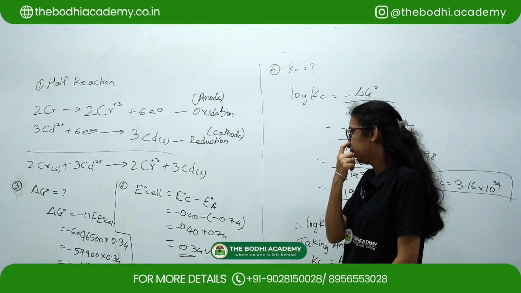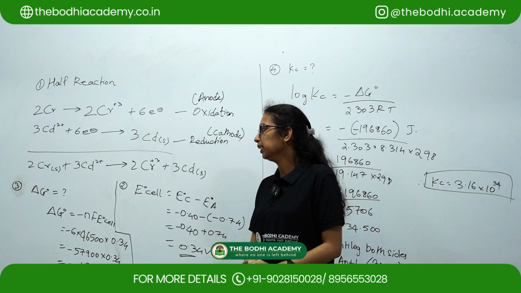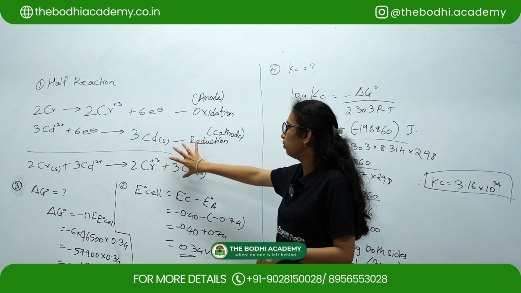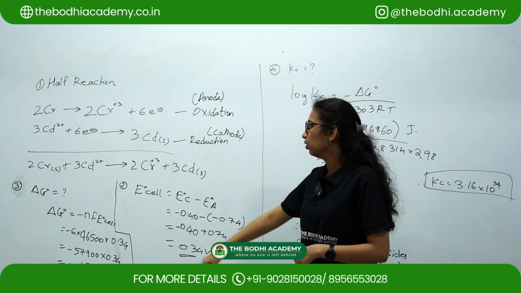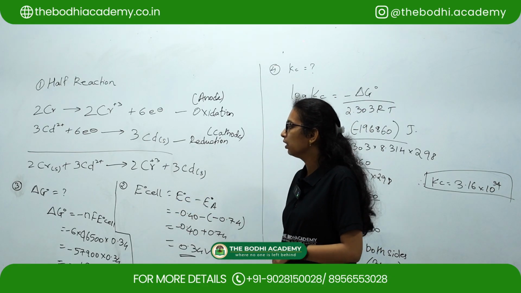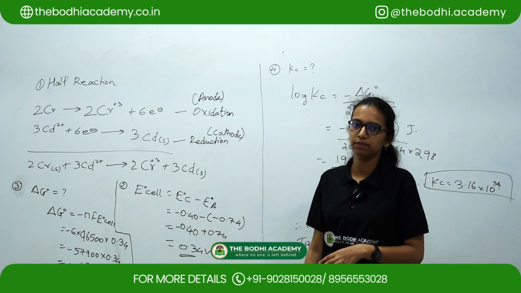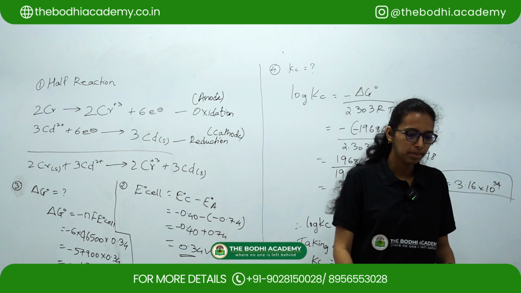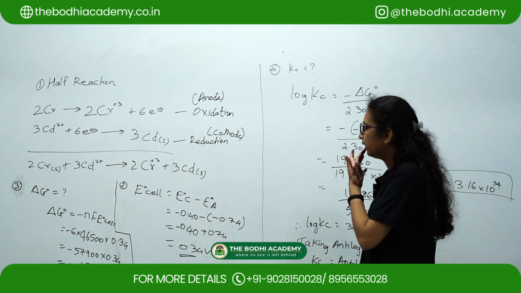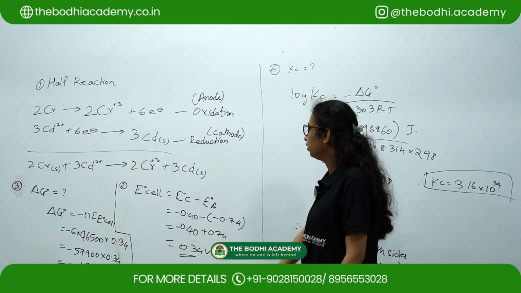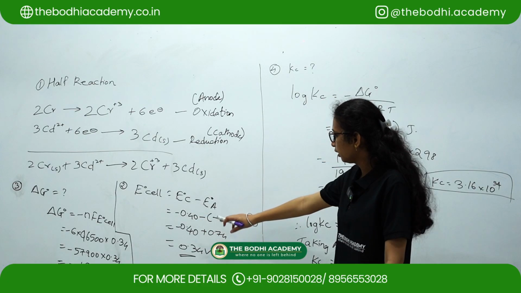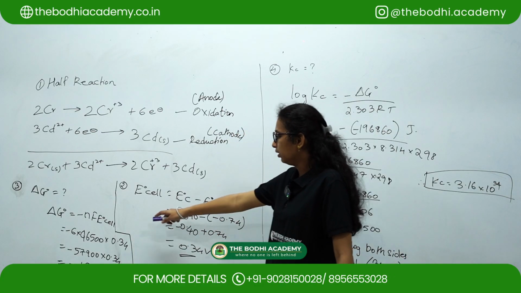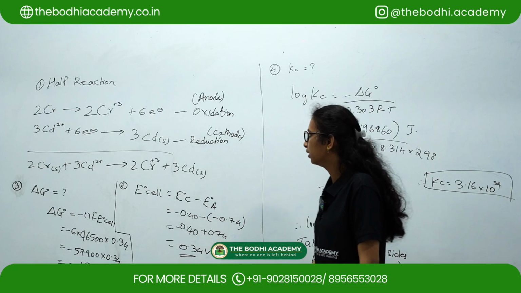So they told us to calculate the Gibbs free energy. What is the formula for Gibbs free energy? Delta G naught is equal to minus nFE0 cell. From here we came to know that we require 6 electrons. So substitute 6 in place of n, the value of Faraday's constant 96500, and the E0 cell. The values of E0 of cathode and E0 of anode are already mentioned in the question. You just have to substitute and find the E0 cell. Substitute the value of E naught cell in this equation, then you will find the answer, the value of Gibbs free energy.